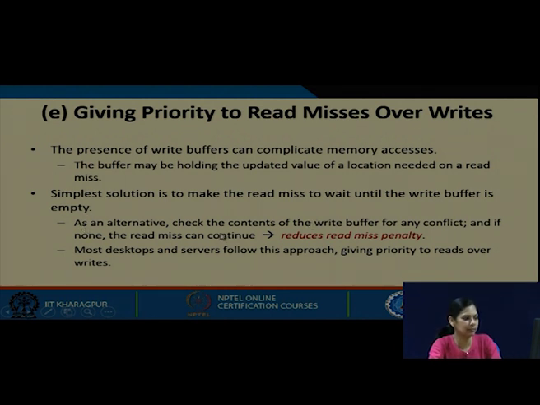As an alternative, what can be done is to check the content of the write buffer for any conflict. If there is no conflict, the read miss can continue. If there is a conflict, that is, the data which we are trying to read is in the write buffer and has not been written, then there is a problem. So, this reduces the miss penalty to some extent. Most desktops and servers follow this approach, giving priority to reads over writes, because read is a much more common operation.